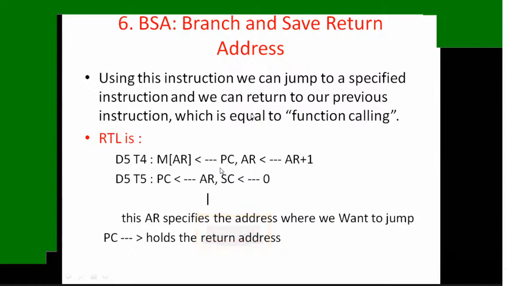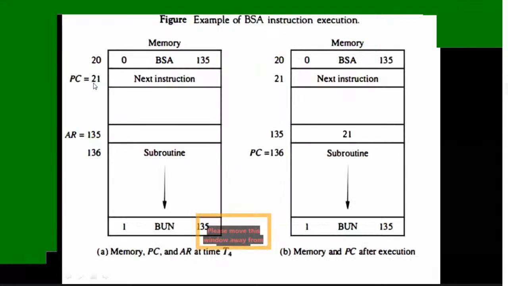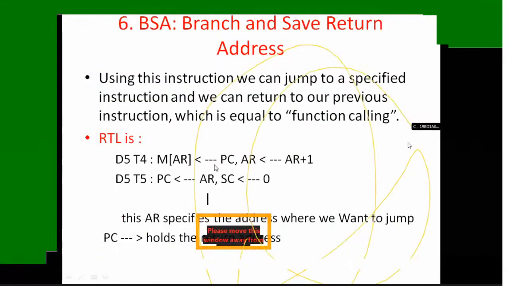First, what is the first step you are doing? You need to save the return address. What is the return address? Your return address is 21. That means after executing 20, as it is a BSA instruction, the subroutine will be executed, right? After this, you need to come back to the 21st. So you need to come back to the 21st. That program counter value you are storing at one location, address AR.